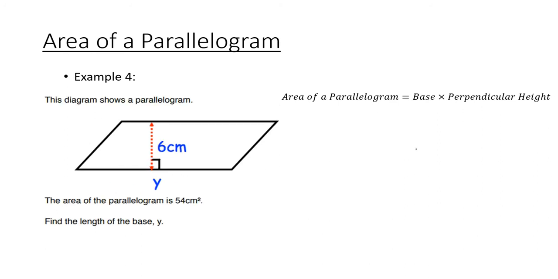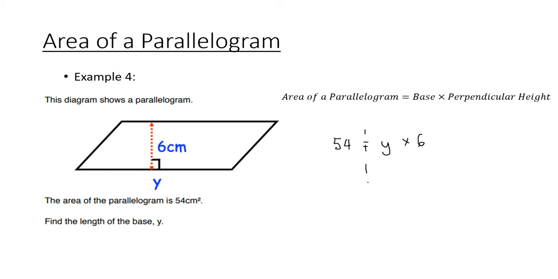Final example, the diagram shows a parallelogram. You have a perpendicular height of 6 centimeters and a base of y. The area of this parallelogram is 54 centimeters squared. Find the length of base y. So we're working backwards. We know that the area is 54 centimeters squared, and we know that the perpendicular height is 6 centimeters, but we don't know the base. The base is given to us as y.